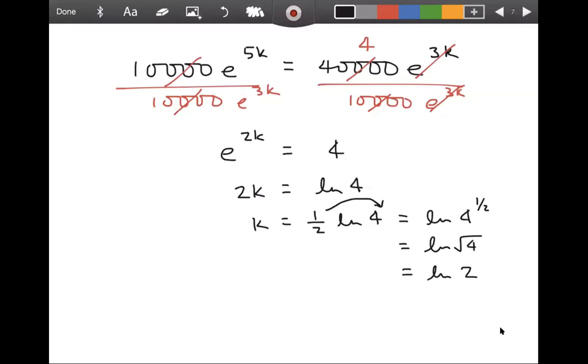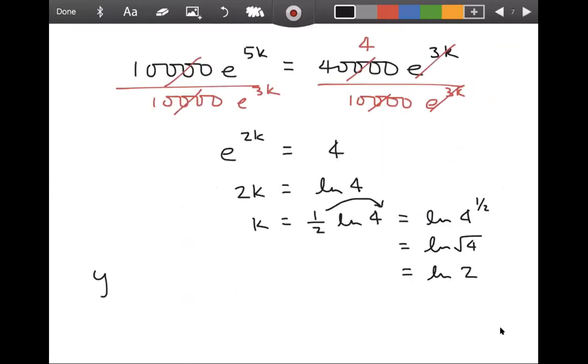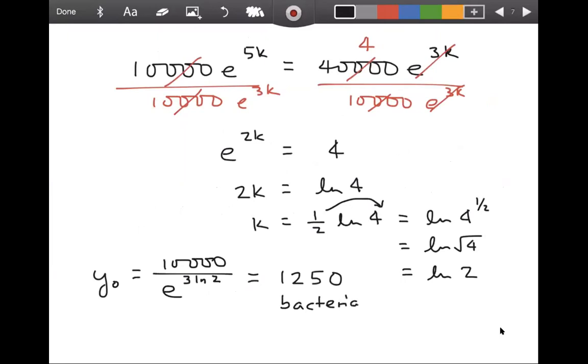So now, let's just look back here for 1 second. We had not just one, but two different expressions that explain how y0 relates to k, for example, this one. And now we know that k is equal to natural log 2. So we have that y0 is equal to 10,000 divided by e to the power 3 natural log 2, which happens to be 1,250. If there were 10,000 bacteria at 3 hours and there were 40,000 bacteria at 5 hours, we must have started with 1,250 bacteria.